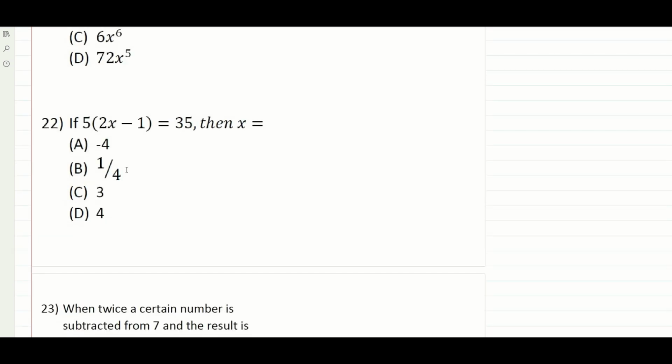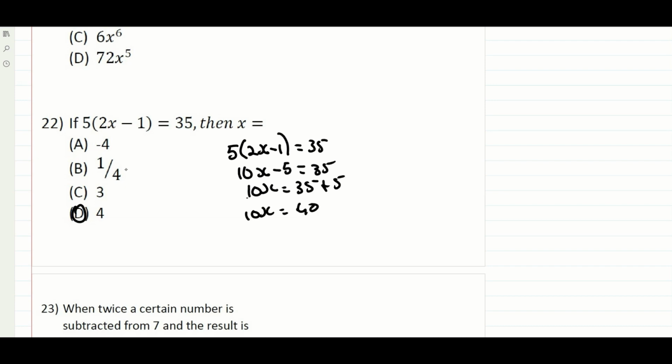Then we did a question like this. Well, let's just do it over. 5 times 2x minus 1 is equal to 35. We want to make x the subject. That's 10x minus 5 is equal to 35. You can see the answer is 4, which is D, but let's just work it out. 10x is equal to 35 plus 5. So 10x is equal to 40. So x would be 40 divided by 10. So x is equal to 4. So my answer for this would be 4.